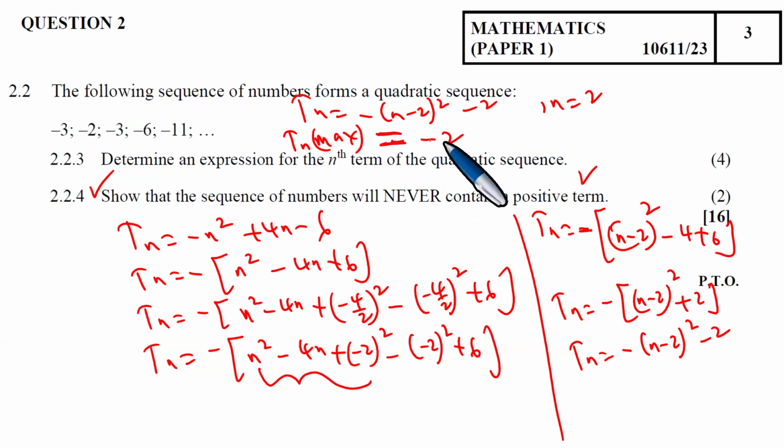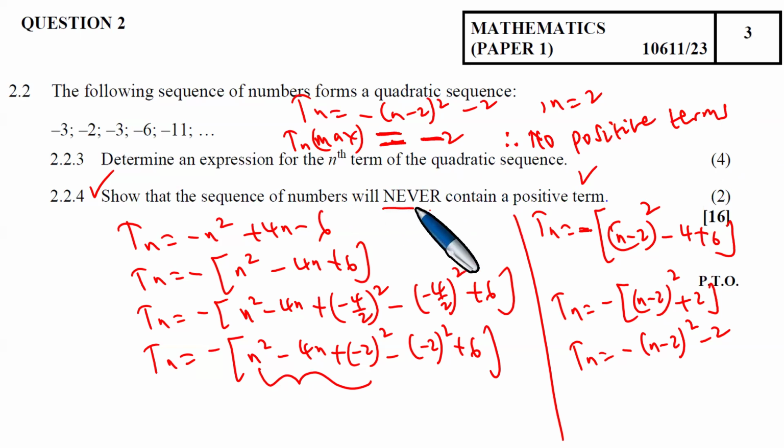So the Tn max, therefore, is exactly what? It's exactly minus 2. The maximum term is minus 2. That is the biggest one, which is going to occur when n is 2. And as a consequence, therefore, no positive terms. Because the maximum, the biggest one, is a negative 2, meaning the others are going to be much smaller. So this particular sequence will never contain a positive term.